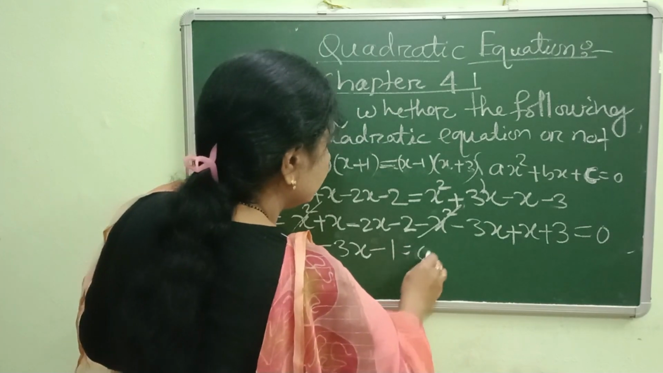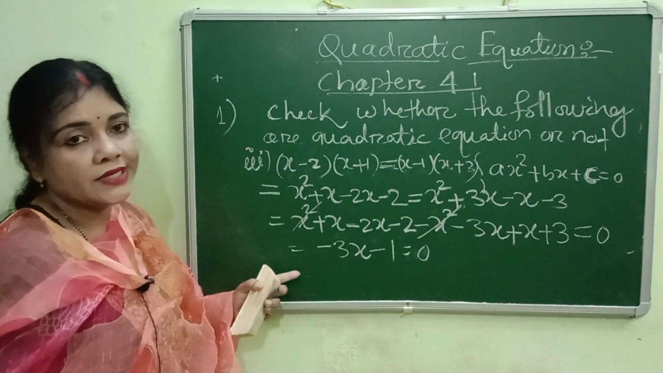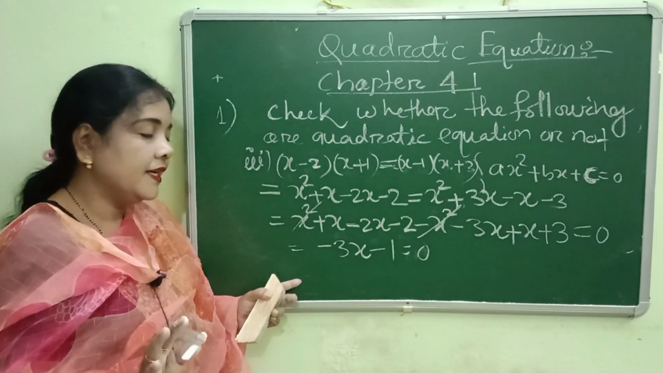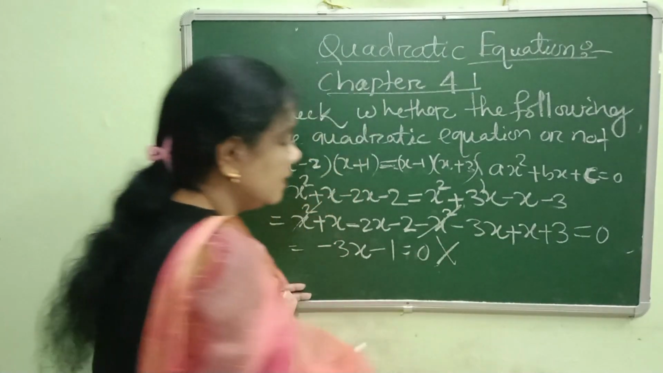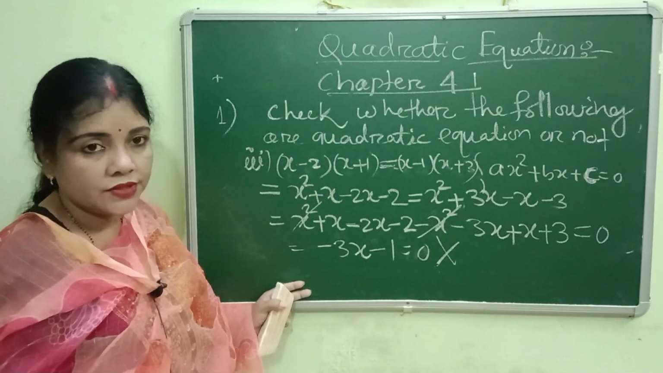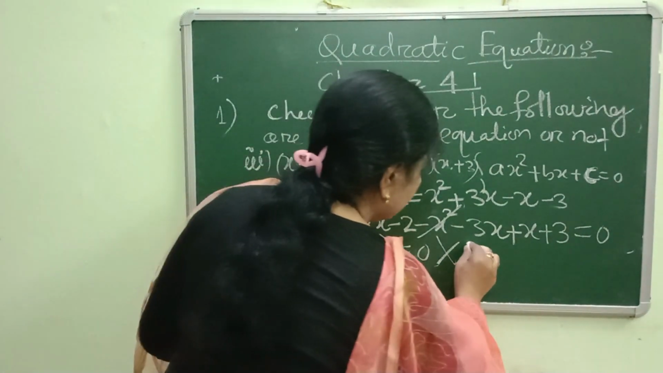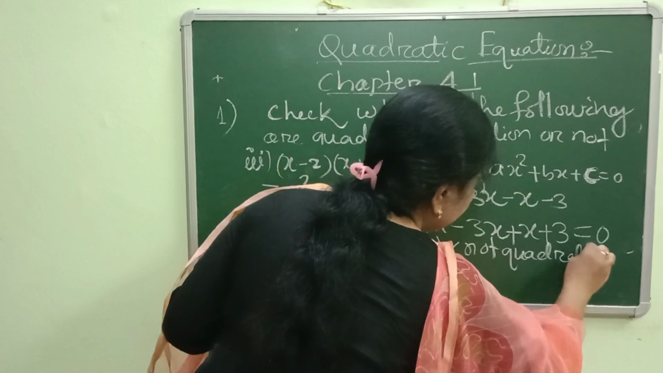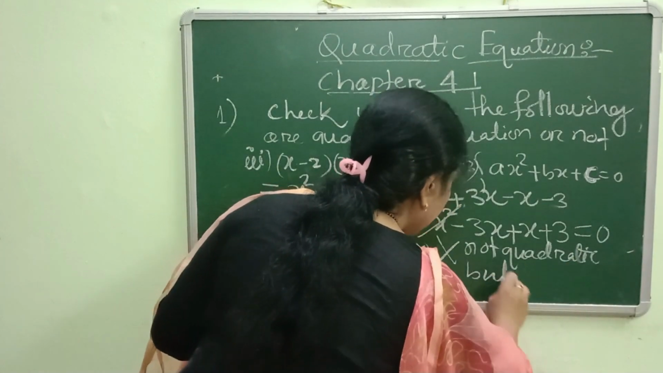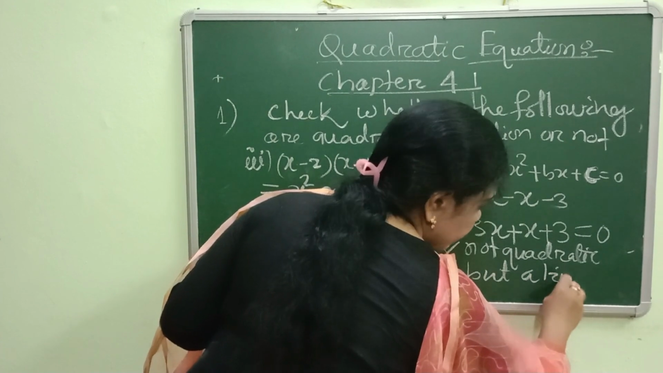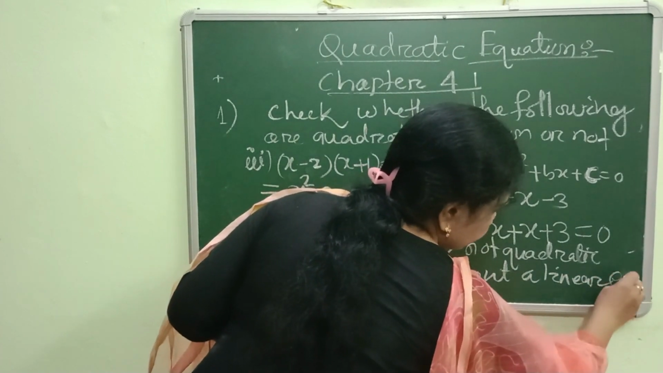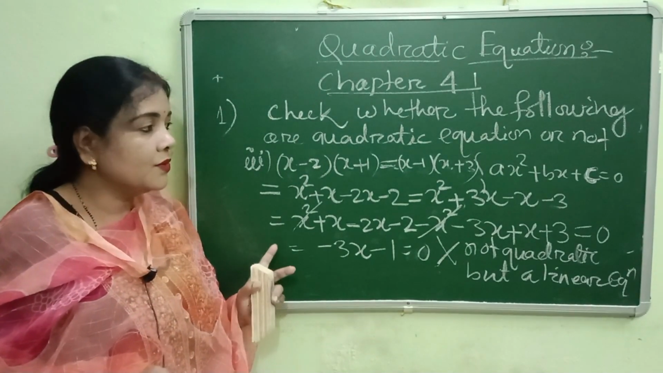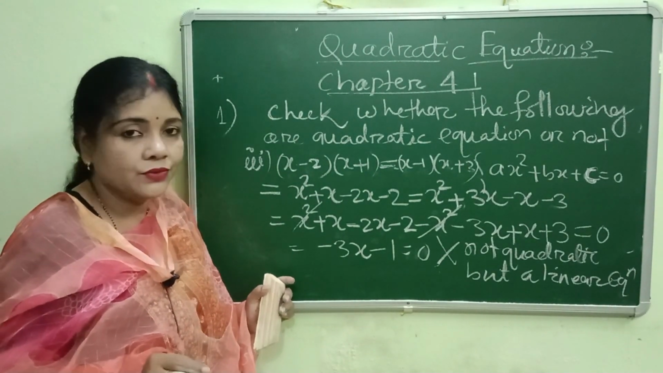Equal to 0. Now see, there is no x square term here. No power of x is equal to 2. So definitely this particular equation is not a quadratic equation. It is a linear equation. So it is not quadratic but a linear equation. And I hope this particular question and solution is clear to you.